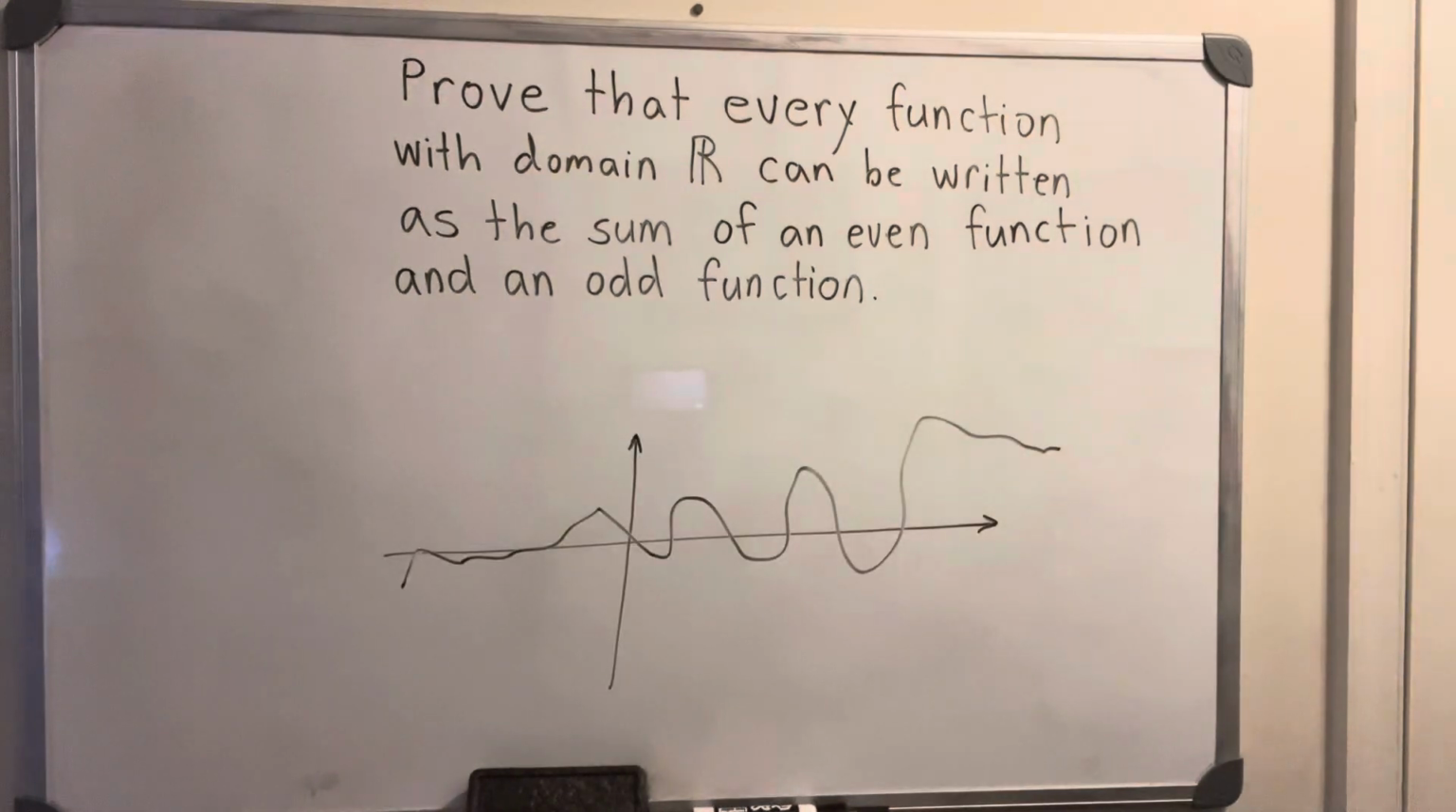Just to illustrate, say the function looks like this. How do you prove that this function, just as a representative case, could be written as the sum of a function that is even, that is symmetrical about the y-axis, and an odd function which is symmetrical about the origin?